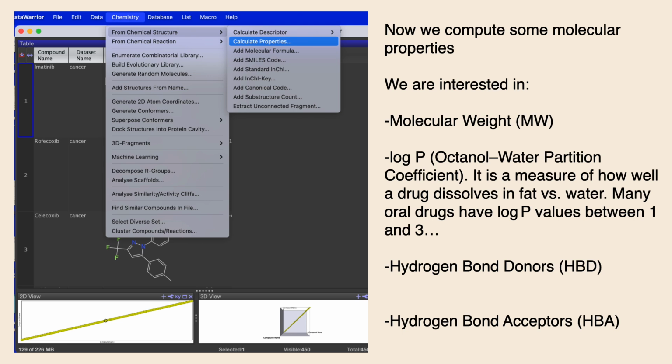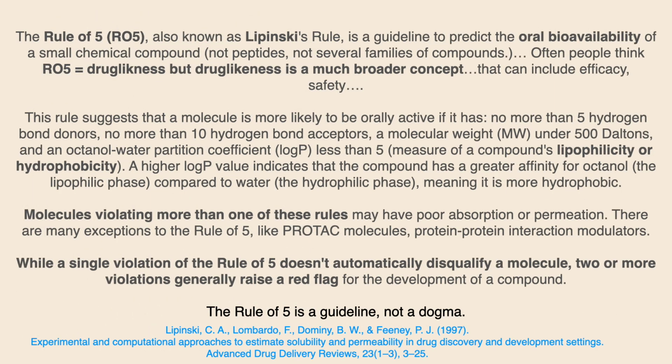A window will open and we then select total molecular weight, log P, hydrogen bond donors, and hydrogen bond acceptors. We click OK, and this is done very fast. You can see some comments about the rule of 5 on this slide.